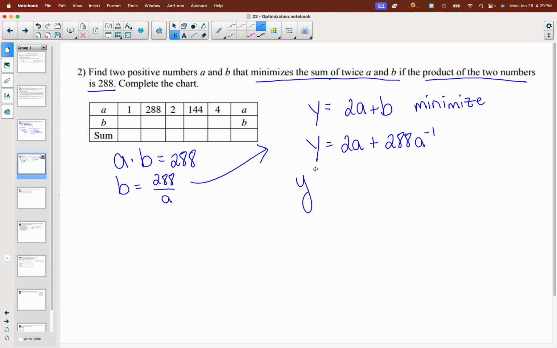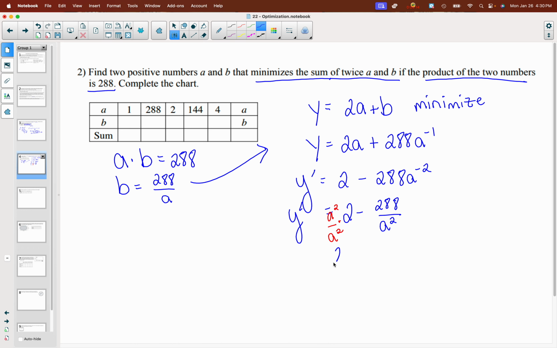So then y prime is 2, and here we'll have a minus 288 a to the negative 2, or we could write this as 2 minus 288 over a squared. Now remember what I need to do next. I need to set it equal to 0 to find my critical points. Well, in order to do that, I want to find a common denominator, so I'm going to multiply this by a squared over a squared.